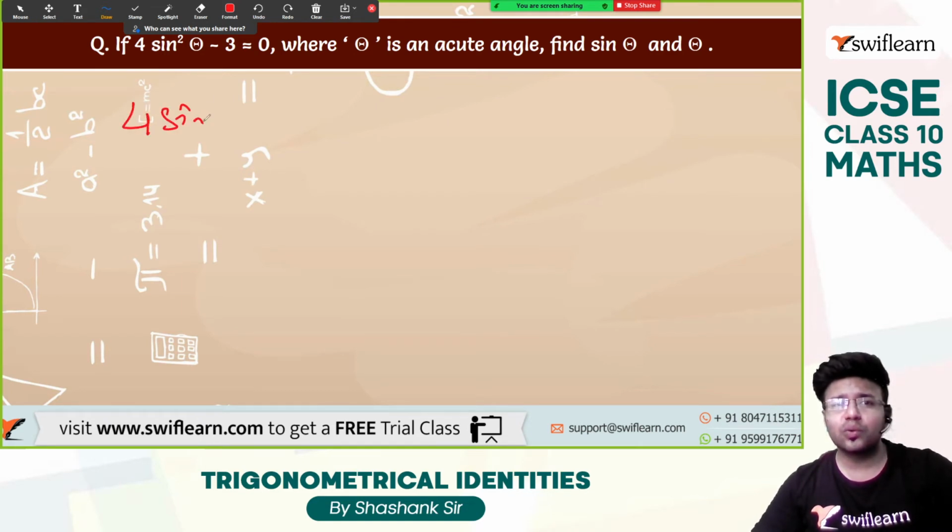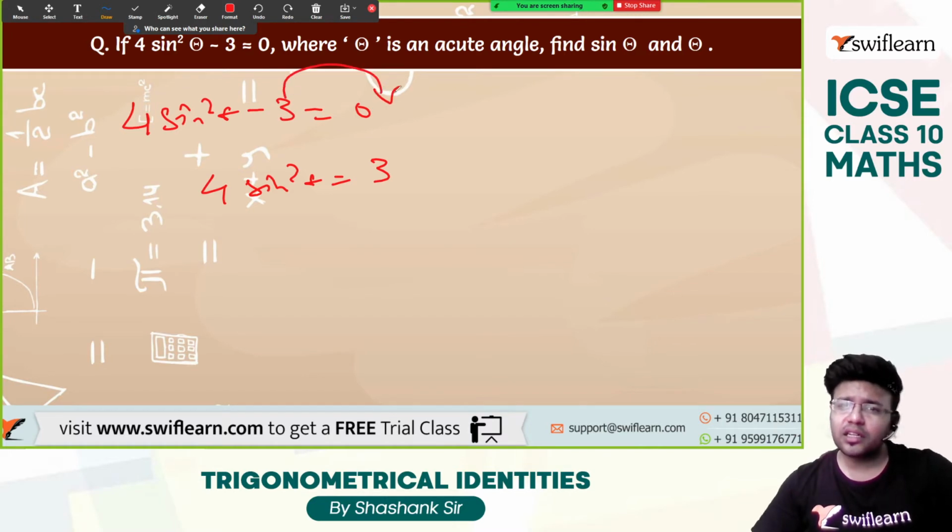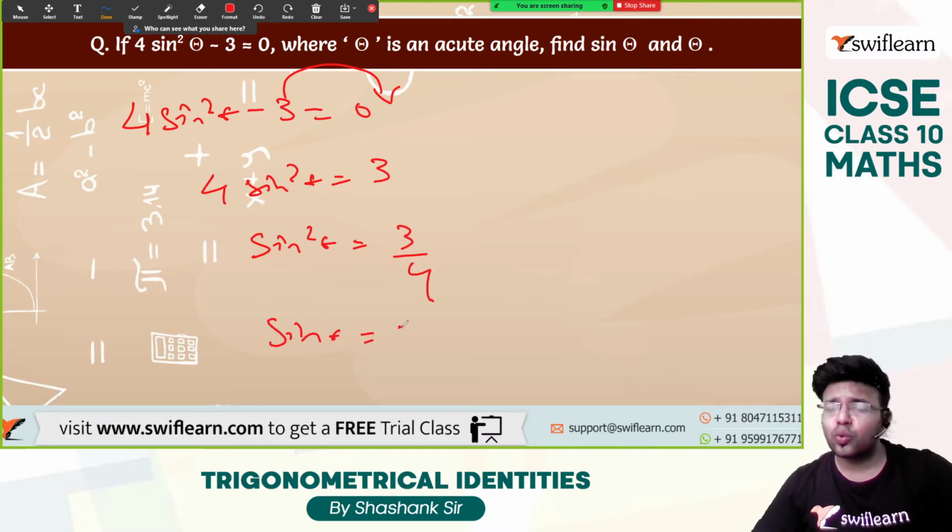4 sin square theta minus 3 is 0. So 4 sin square theta is 3. Minus 3, I have taken the transpose, and on this side it is plus 3. Now sin square theta is 3 by 4. Now sin theta, take the square root, so we get square root 3 by 2.